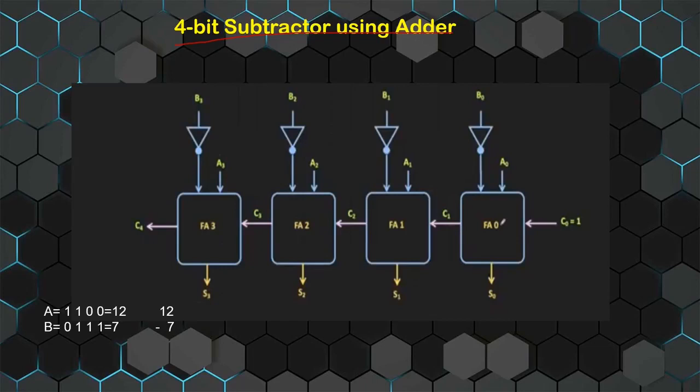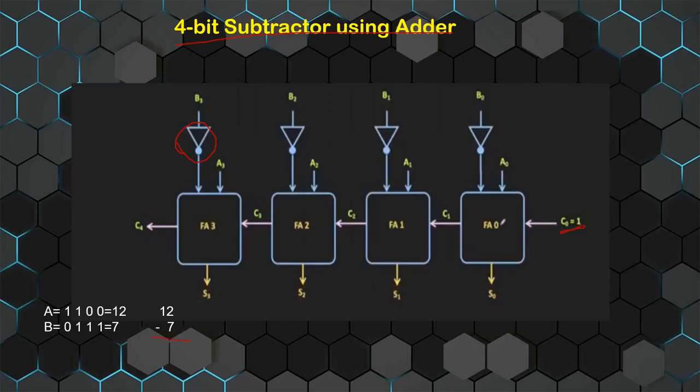So for the B input we will be adding a NOT gate. The complement of B will be carried. For subtraction, the carry input will be 1. When we perform subtraction using an adder circuit, the input will be given as 1. Okay, so the example that we have here is 12 minus 7.